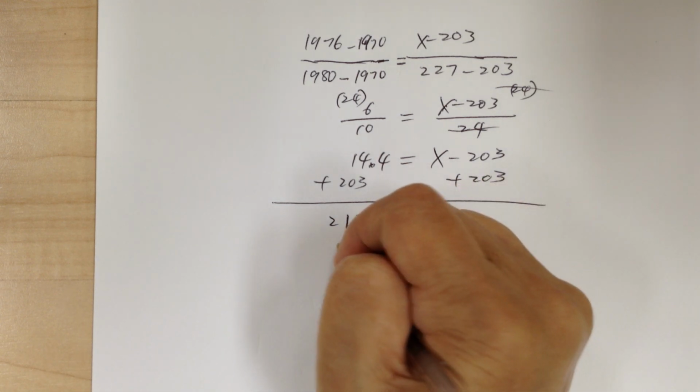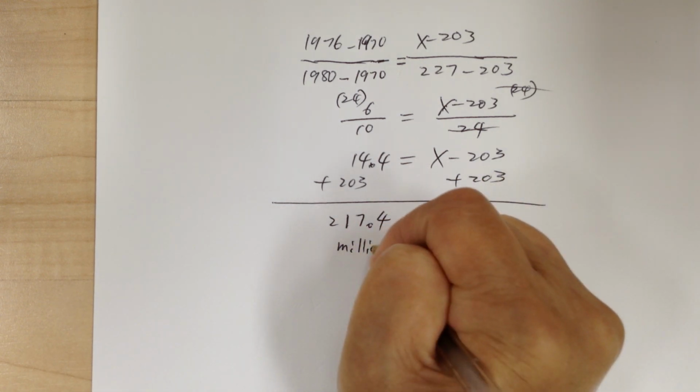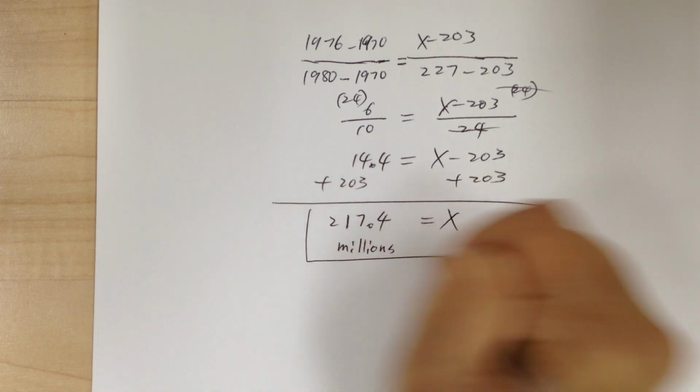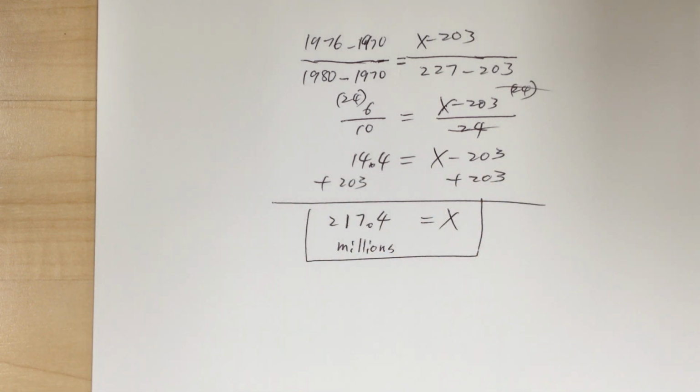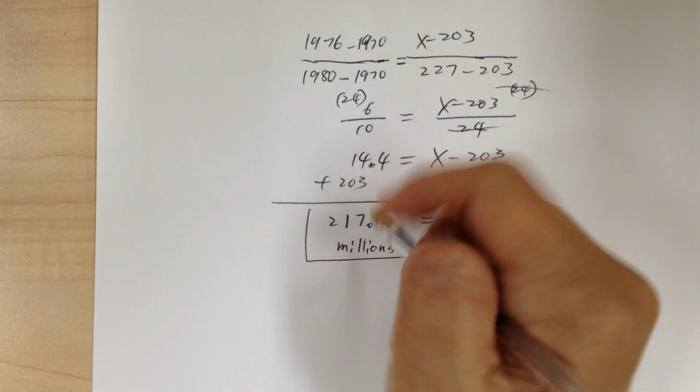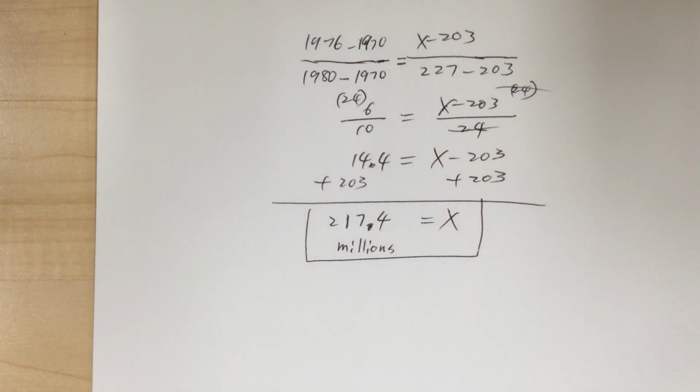This is millions. If you round it off to 217, that's close enough.